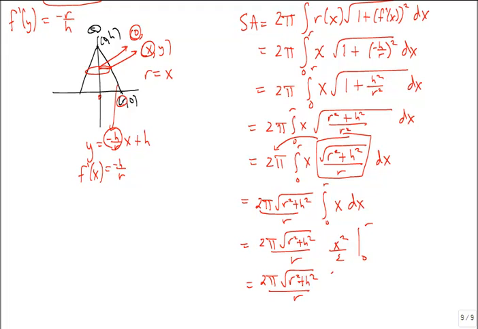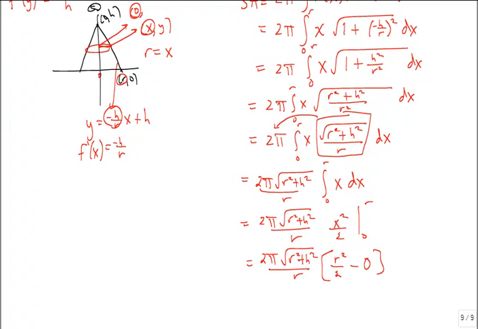So if I plug in r, I'm going to get an r squared over 2. If I plug in 0, I'm going to get 0. So if I multiply, one of these r's cancels out and the 2's cancel out. So we're left with our pi, this r, and this square root of r squared plus h squared. So that's the formula for surface area of a cone.